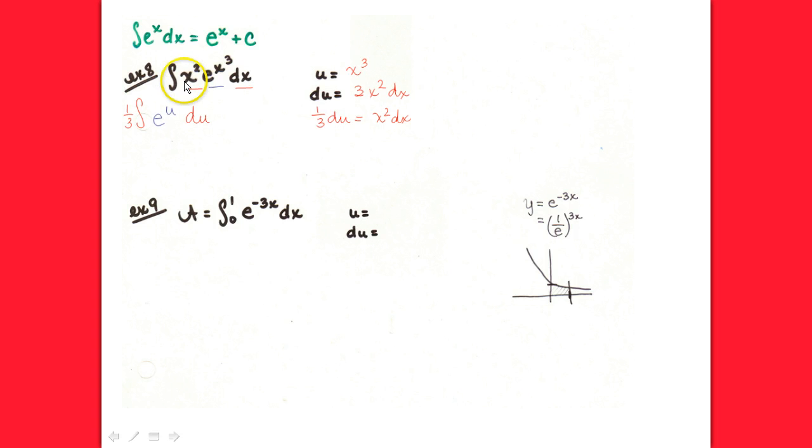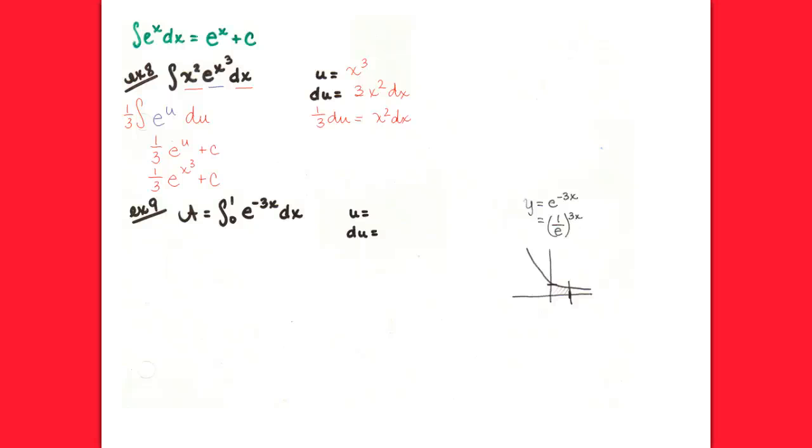So we can come up here and replace the x squared dx with the 1/3 du, and then this guy is going to be e to the u. So integration of e to the u would be e to the u, and we've got our constant of 1/3 out in front, and then we just need to back substitute and put our x cubed back in.